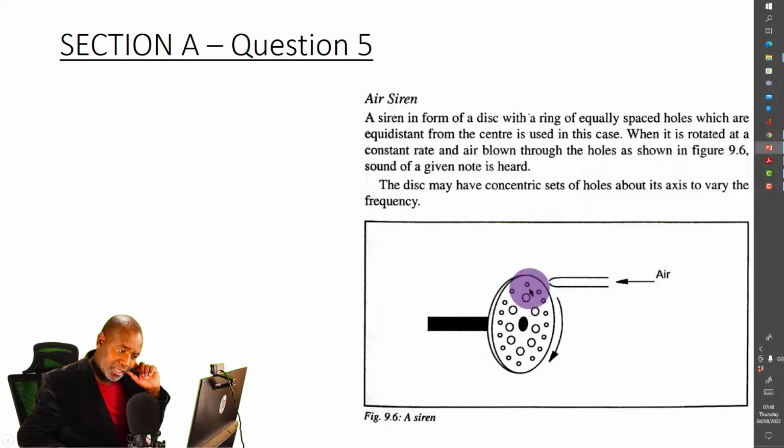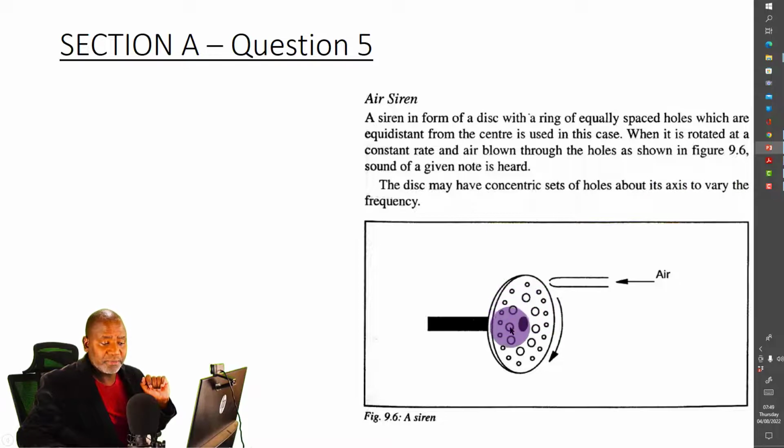So we are asked, how will the pitch of the sound change if the speed of rotation is increased? In the textbook, we are told that a siren in the form of a disc with a ring of equally spaced holes which are equidistant from the center is used in this case. When it is rotated at a constant rate and air blown through the holes as shown in figure 9.6, sound of a given note is heard. The disc may have concentric sets of holes about its axis to vary the frequency.